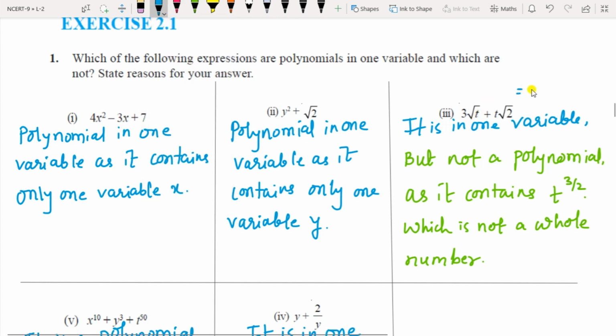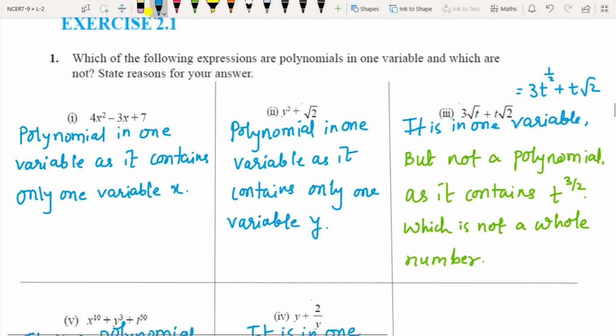So this question becomes 3 raised to t, 3t raised to 1 by 2 plus t root 2. No need to see about the number, only the variable. So the power or the exponent of this variable is 1 by 2. So it is in one variable, since only t is there, but not a polynomial as it contains t raised to 3 by 2. This 3, it is in cube root.